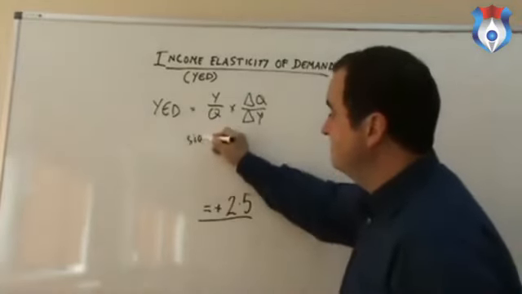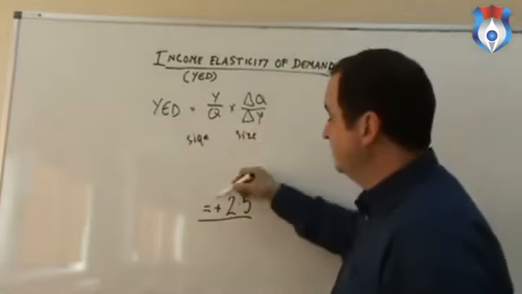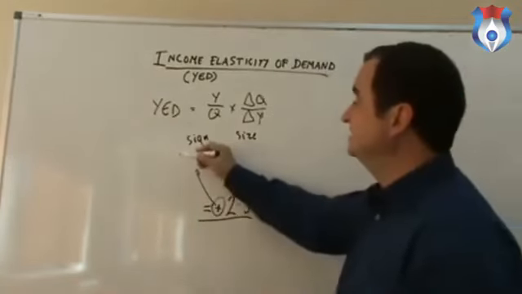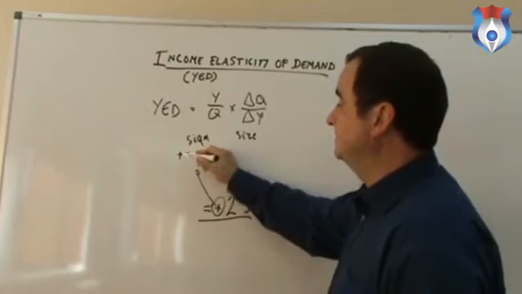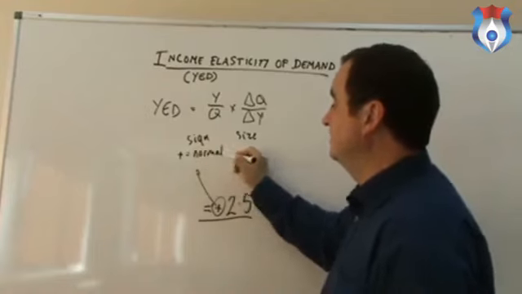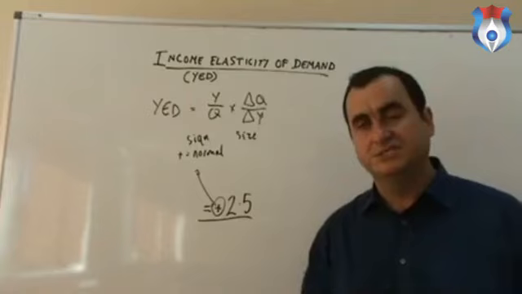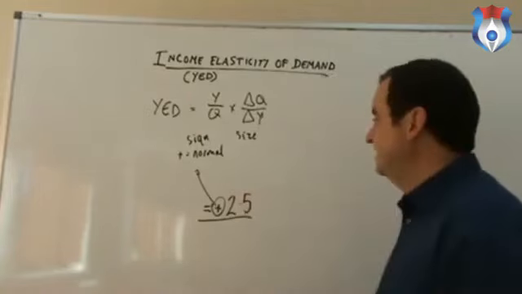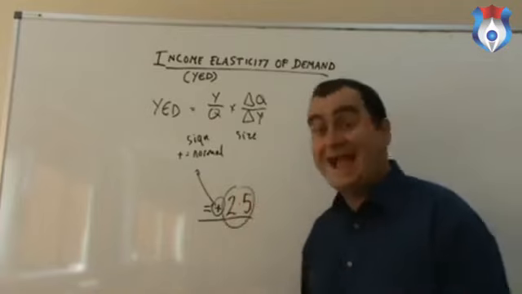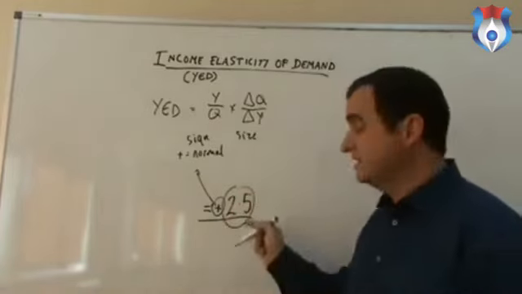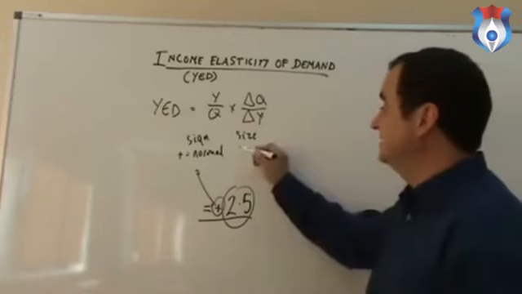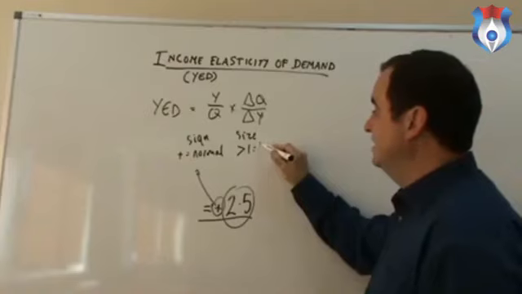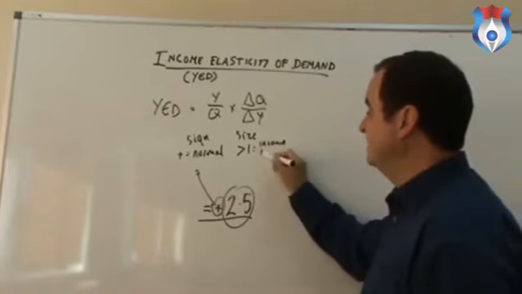The sign and the size. Well, the sign is positive. It's a positive number, and that tells us it's a normal good. That means that the demand changes in the same direction as our income. Income has risen, so has the demand for steak. The size tells us how responsive the demand was, and that's pretty high. That's elastic. It's greater than 1, therefore it's income elastic.